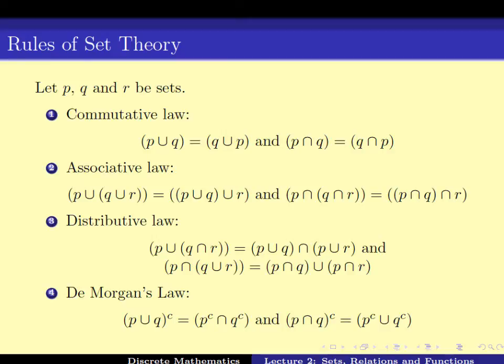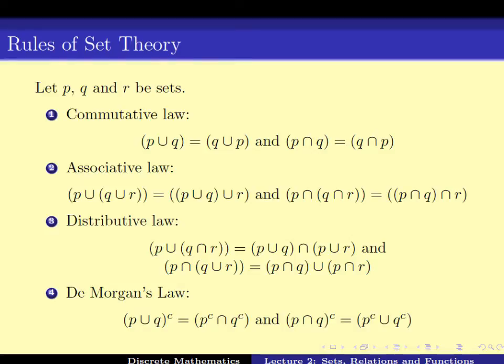And the fourth law is De Morgan's law, which says that P union Q complement is same as P complement intersection Q complement. And similarly, P intersection Q complement is P complement union Q complement.